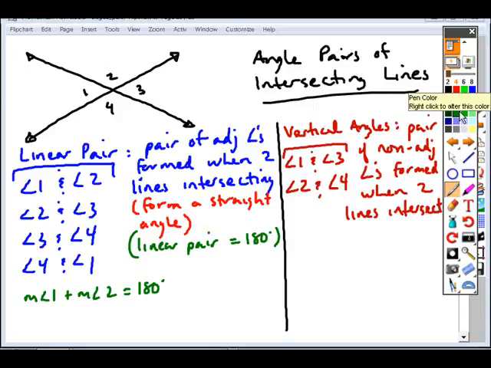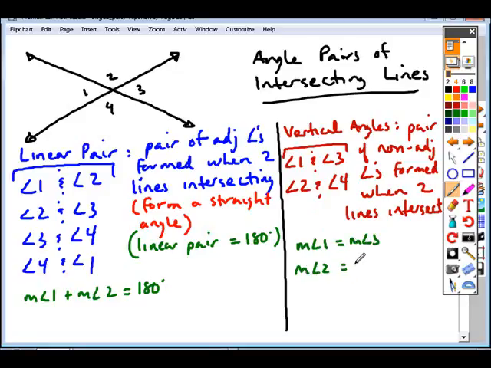And does anybody know what the relationship is between vertical angles? Oh, they're congruent. So this would mean that measure of angle 1 and measure of angle 3 are equal. Or in this case, measure of angle 2 is equal to measure of angle 4. Okay, so what we see here is that vertical angles are equal.